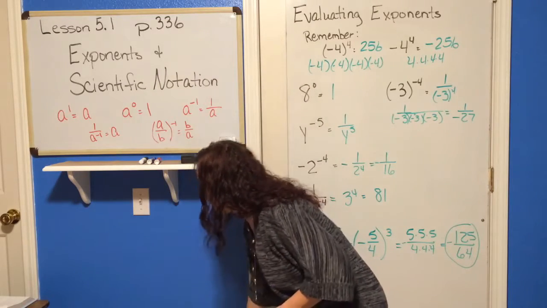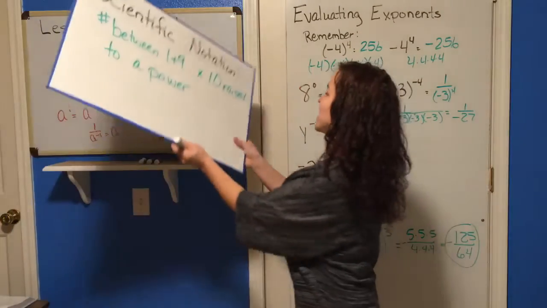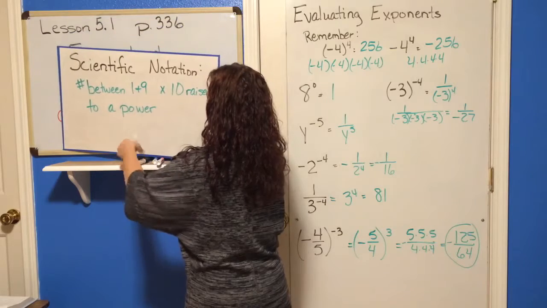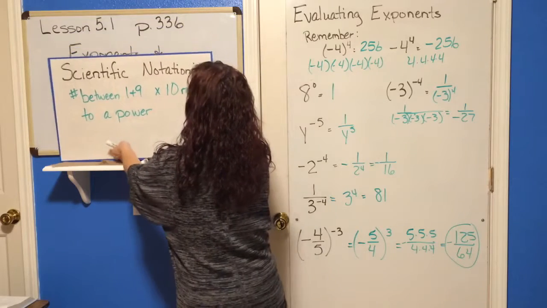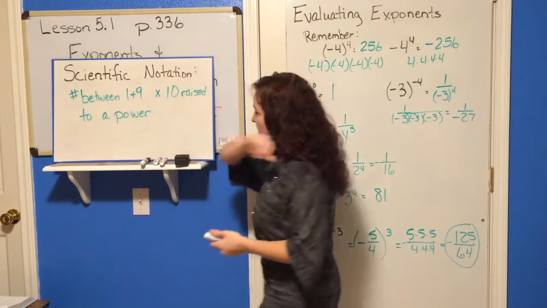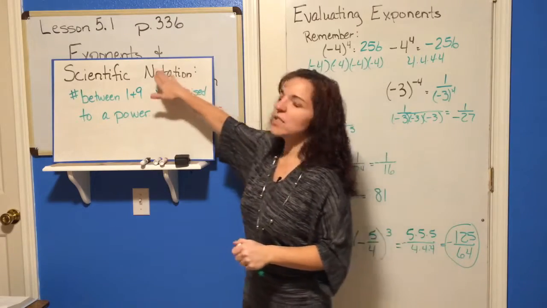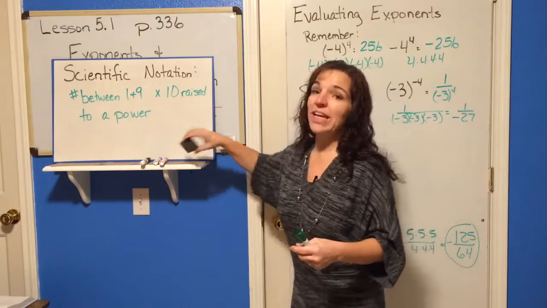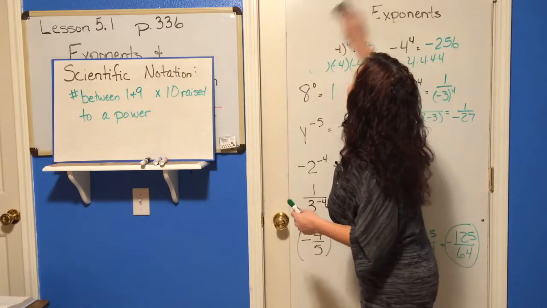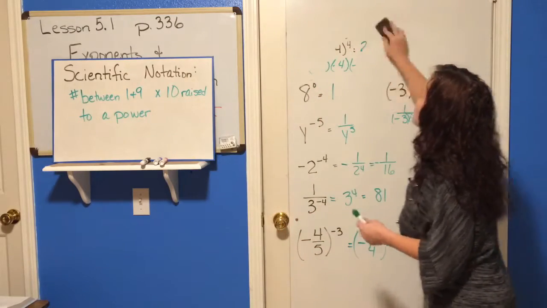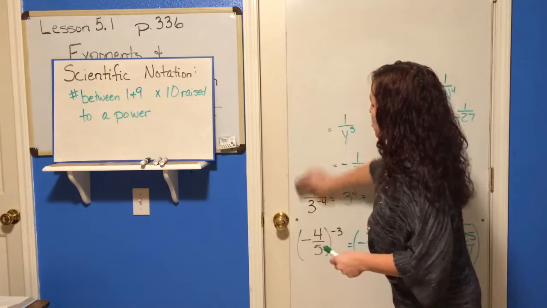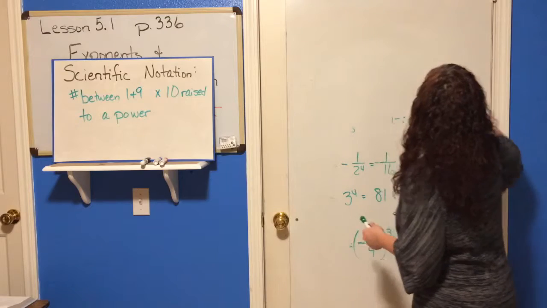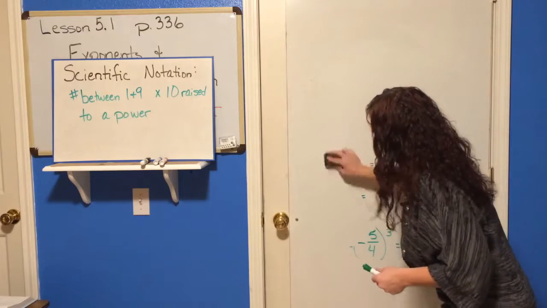The next thing we have is scientific notation. And that's in this section because scientific notation has to do with exponents because if you'll remember, the whole purpose for scientific notation is to be able to write very, very large numbers or very, very small numbers. And the reason we call it scientific notation is because scientists use it a lot because they're the ones dealing with huge numbers and tiny numbers most often.